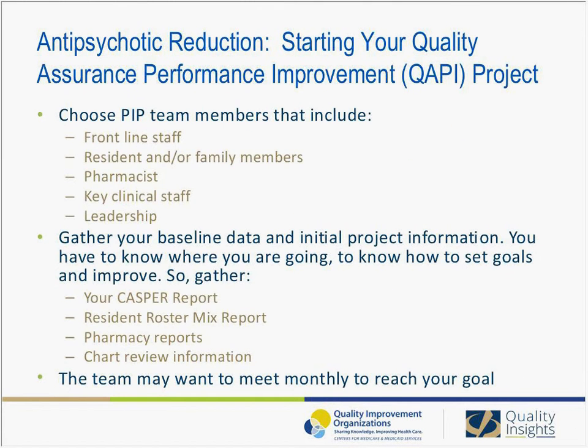The first step out of the gate is to make sure that you have those good performance improvement team members included. You will want to have part of your frontline staff on this team. Don't forget the resident and the family members. They have an important voice in all of your performance improvement work. Include the pharmacist, key clinical staff, those folks with the skill to make this project really successful, and leadership.